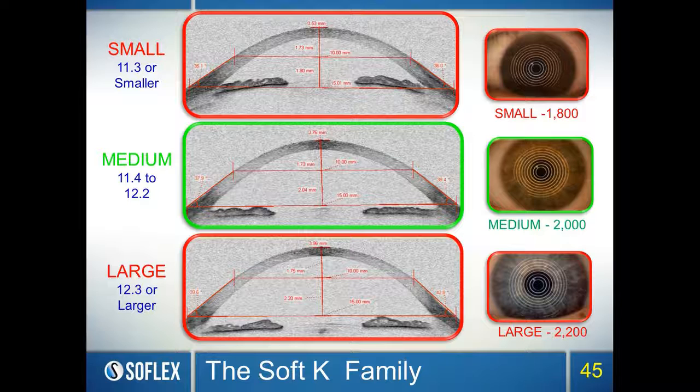We can see here that small corneas, 11.3 or smaller, have a sag from 15 to 10 of about 1800. In medium, which means 11.4 to 12.2, it is 2000 micron, which is the normal cornea. And the large corneas, 12.3 and above, it is 2200 micron, from 15 millimeter to 10 millimeter.